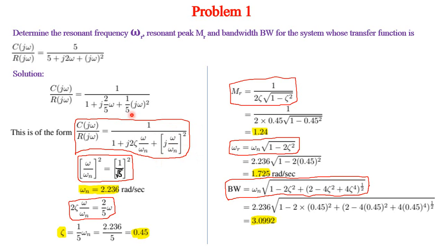So here, this j omega square by 5, that is minus omega square by 5, and this is minus omega square by omega n square, that is this omega by omega n whole square is, here it is 1 by 5, that is 1 by root 5 whole square. From this omega n can be written as root 5, right? So omega n is 2.236 radian per second.